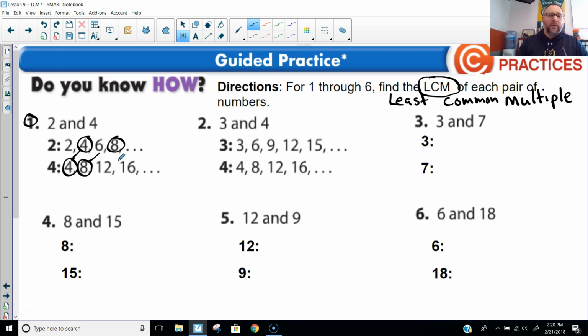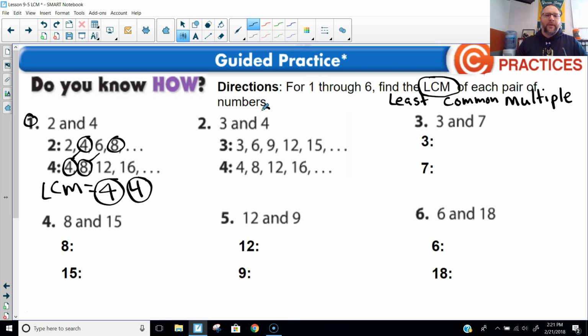And if I wanted to keep going, I'd find more, right? But I'm looking for the LCM. The least common multiple of 2 and 4 is 4. Also written as that 4.